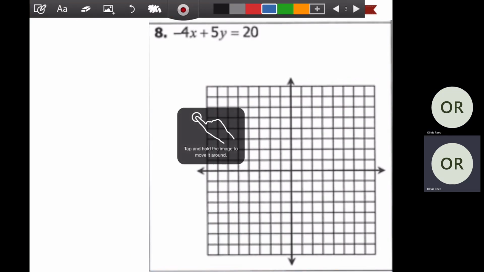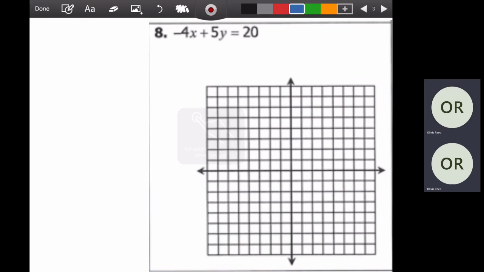Okay. Negative 4x plus 5y equals 20. So previously, we learned how to rearrange the equation into slope-intercept form and graph it that way. Today, we're going to solve for your intercepts, plot the intercepts, and graph that way. So first, we're going to solve for our x-intercept.